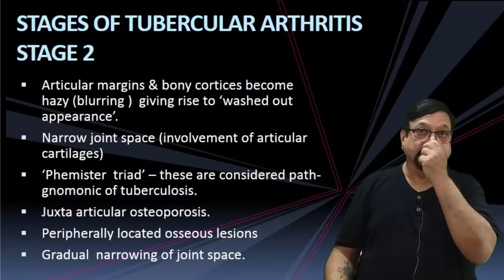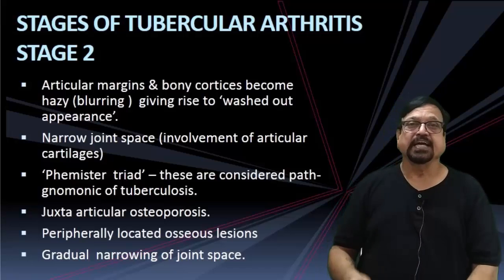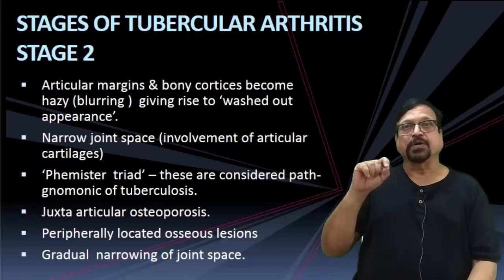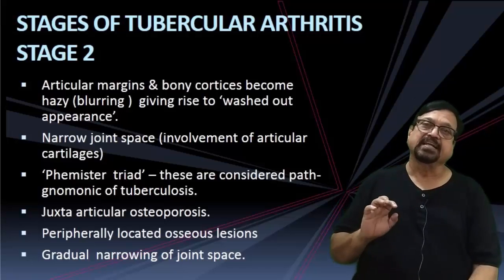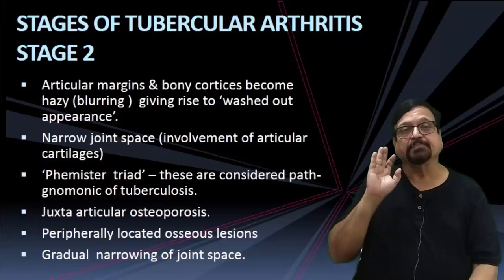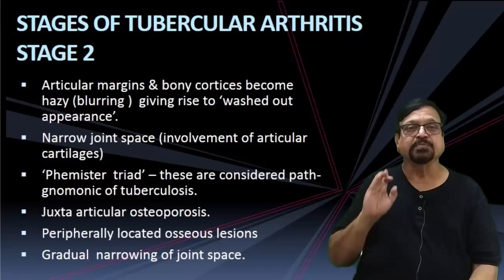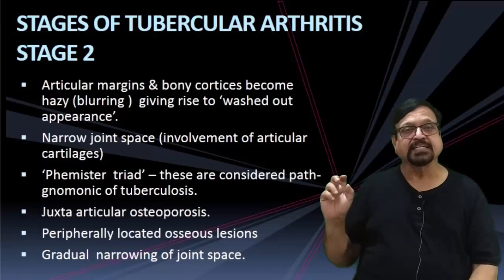Now we'll go to stage 2. What happens in stage 2 is that the articular margins and bony cortices become hazy, they become blurred, giving rise to a washout appearance. This is the appearance we can appreciate very well nowadays on X-rays because of the good quality we are getting from the CR system.